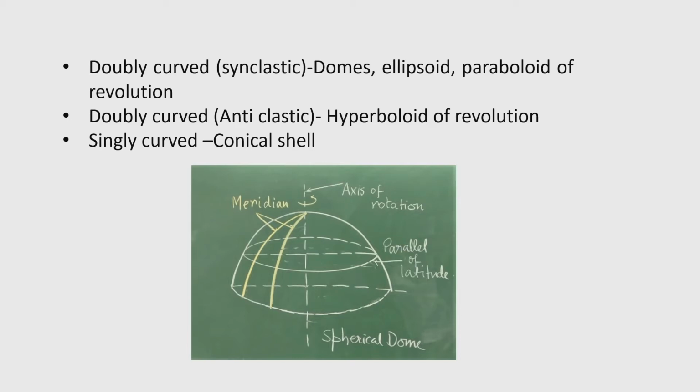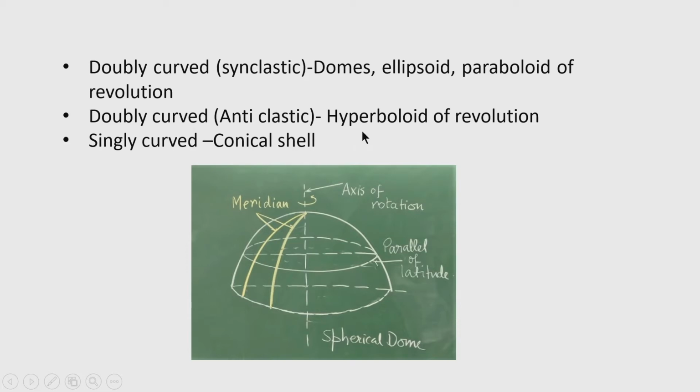Ellipsoid: in place of this arc of a circle as a meridian, if we take an elliptical curve, then an ellipsoid of revolution is formed. Similarly, a paraboloid of revolution is formed when a parabolic meridian is rotated. These are examples of synclastic doubly curved shells, and this is an example of a spherical dome. This arc is taken as a part of a circle.